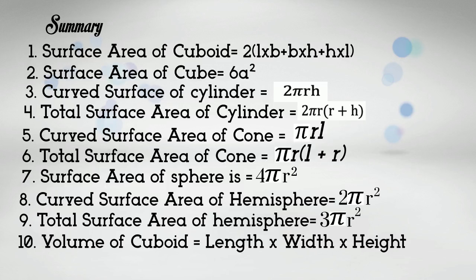Fifth, curved surface area of cone is pi r l. Sixth, total surface area of cone is pi r times l plus r. Seventh, surface area of sphere is 4 pi r square. Curved surface area of hemisphere is measured as 2 pi r square, while the total surface area of hemisphere is 3 pi r square. Volume of cuboid is length into width into height.